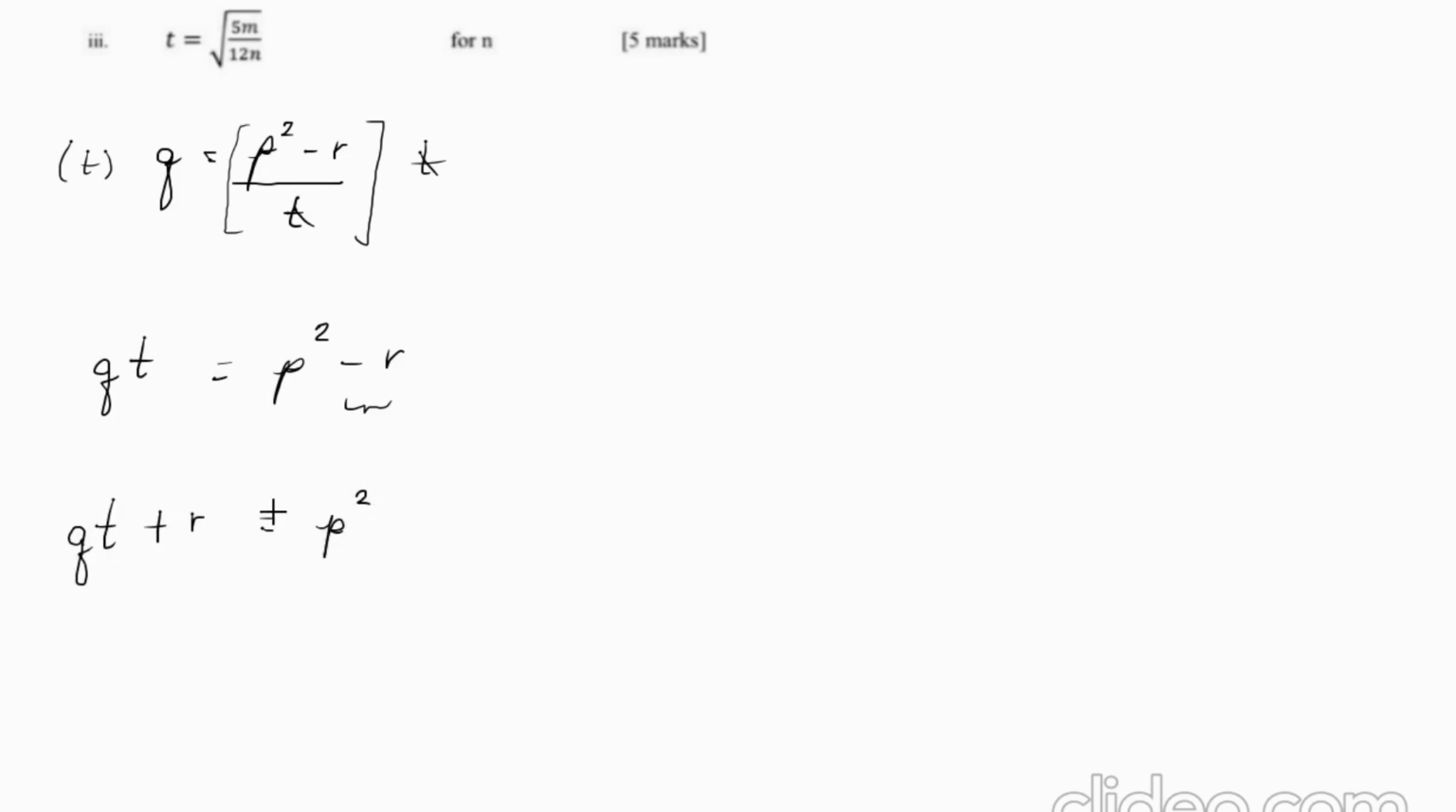There's one more thing I need to do, which is get rid of this square right here. This square is a problem. So to do that, I've got to take the square root of both sides. Taking the square root of this would cancel out the square, but if I do that here, I've got to do it on this side. So what I'm left with is QT plus R under the square root sign is equal to just P. And that's it. I have made P the subject of the equation.